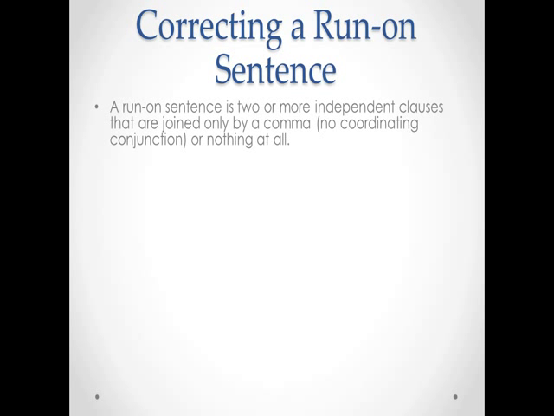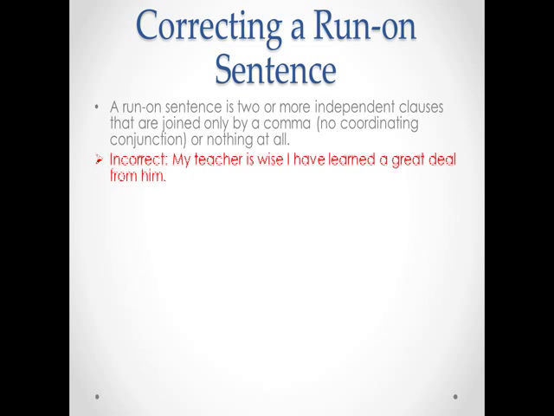Correcting a run-on sentence. So we talked about what a run-on sentence is. It is two or more independent clauses that are joined only by a comma. There's no coordinating conjunction or nothing at all. So that makes it a run-on sentence. A lot of people think a run-on sentence is when a sentence is very long, and that's not the case. It's usually when it's punctuated incorrectly.